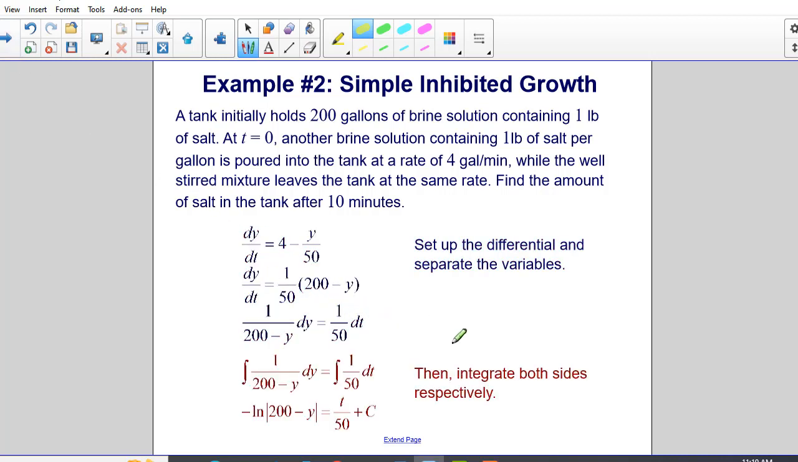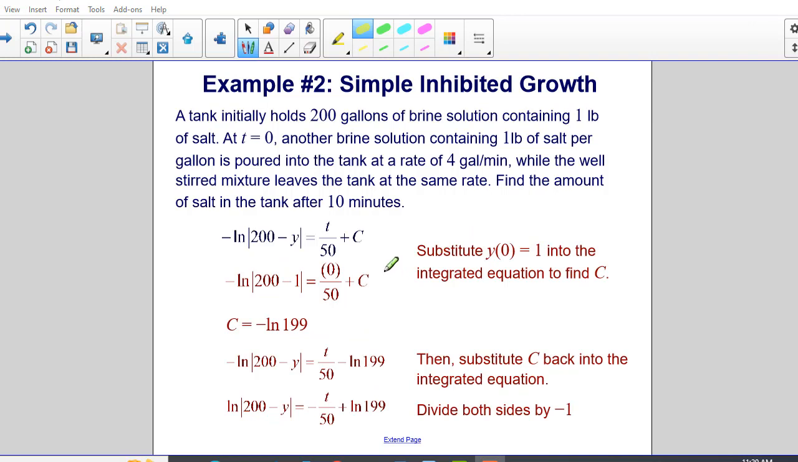Now we can set up the integrals on both sides. I have the integral of 1 over 200 minus y dy is going to give me minus the natural log of the absolute value of 200 minus y. And on the right side, the integral of 1 over 50 dt will be t over 50 plus c.